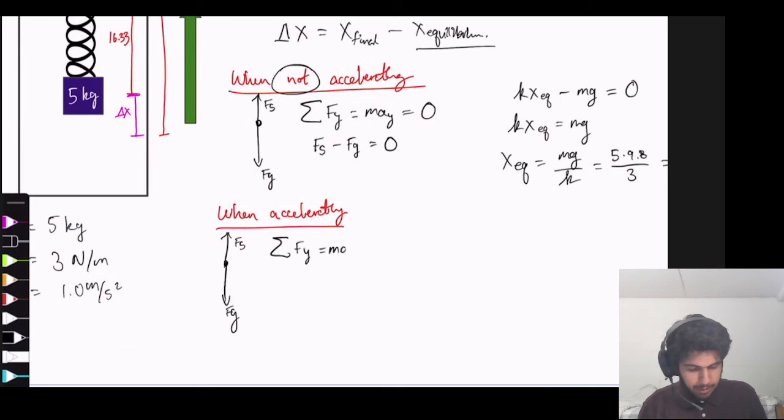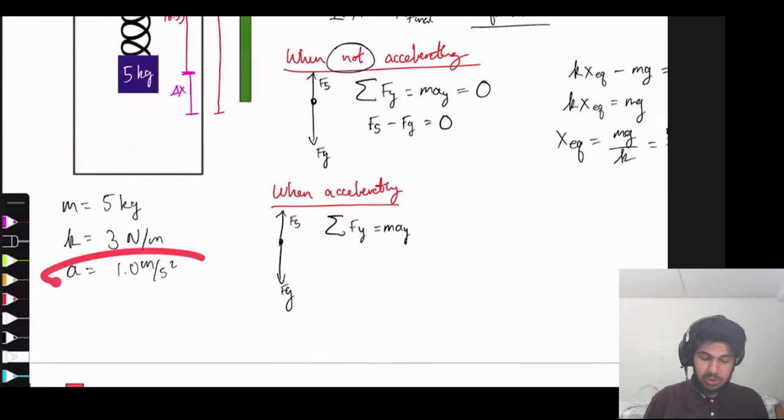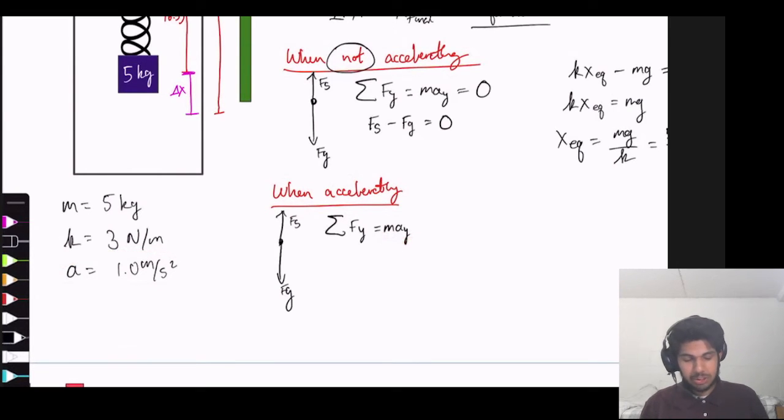That's going to be equal to m a_y. But now, this is not equal to 0 like we said up here, because up here, we said that the elevator was not accelerating. We were at rest. But here we know that the elevator is accelerating with this 1 meter per second squared. So we can't set this equal to 0, but let's still go through the procedure we went through before, where we said Fs minus Fg equals m a_y.